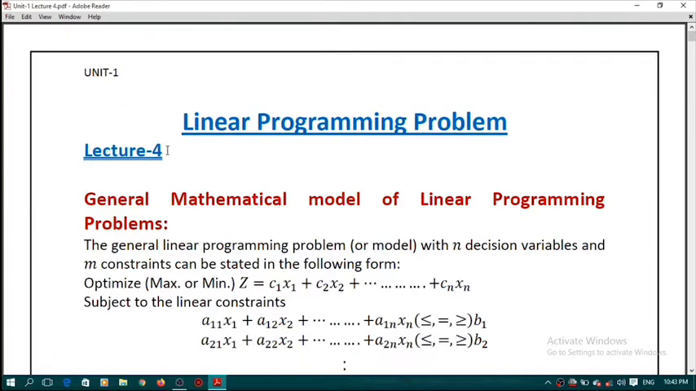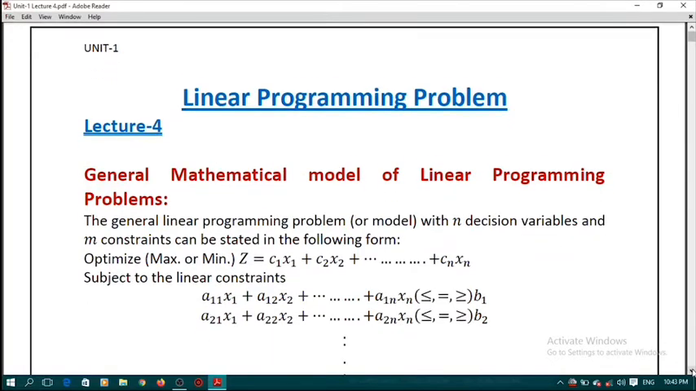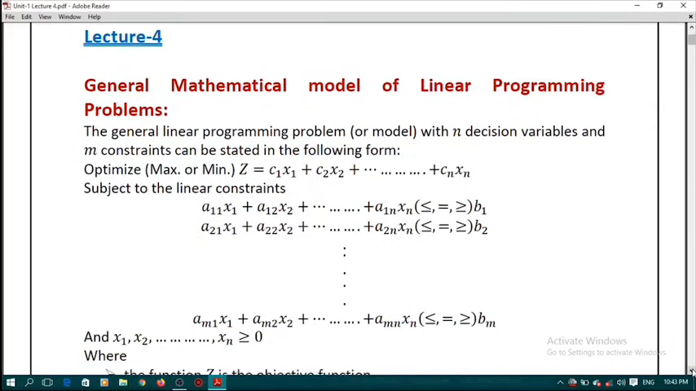In this lecture, we are going to discuss the linear programming problem, basically model formation. This is the fourth lecture of unit 1. So let's begin with the first term, that is the general mathematical model of linear programming problem. So here we are describing the general mathematical model.